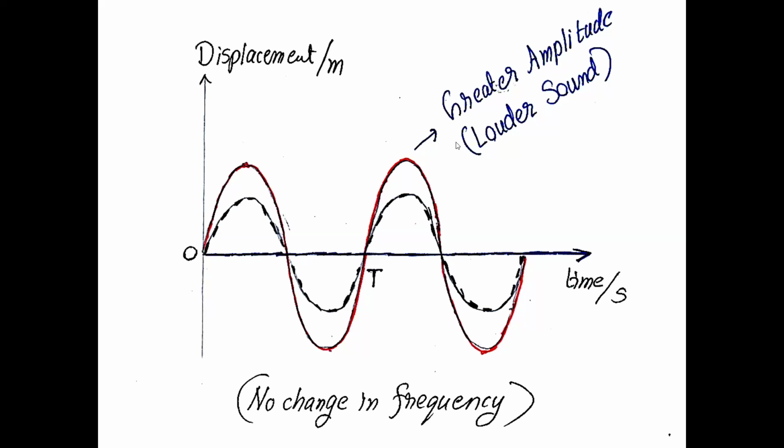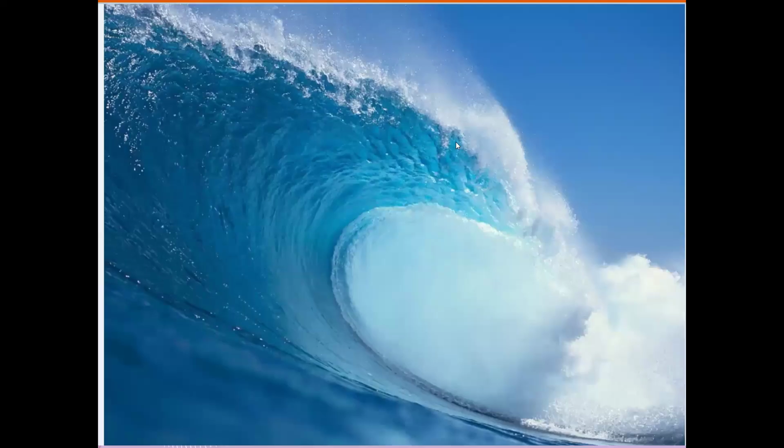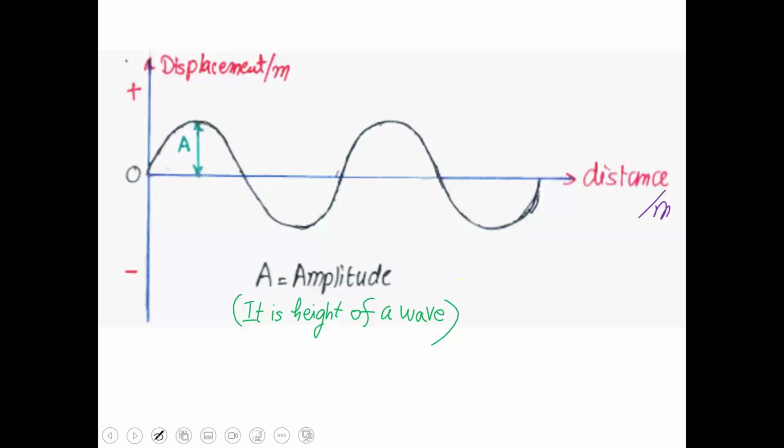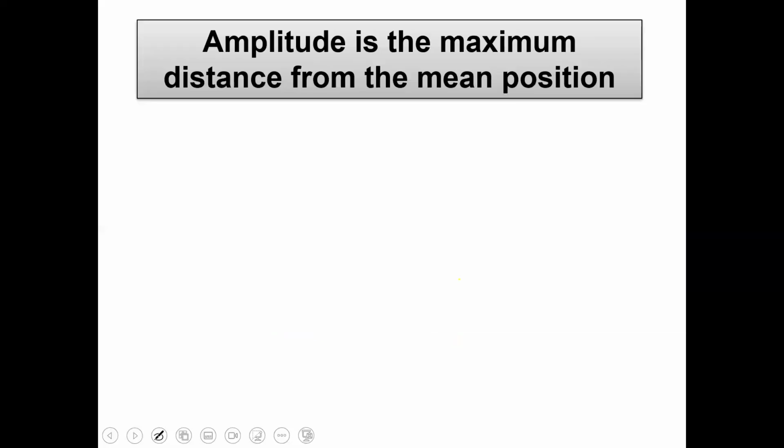This is the height of the signal, and we call it loudness also. So for example, in the case of a sound signal, the amplitude is the loudness. Look at this. This is the amplitude. Amplitude is the height of a wave. Now, this amplitude is a measure of energy transferred. You have to copy this.